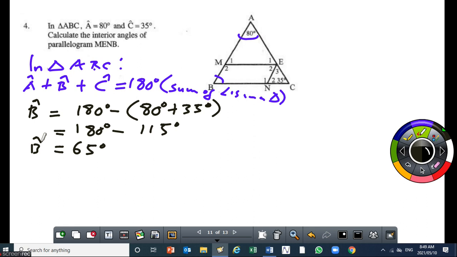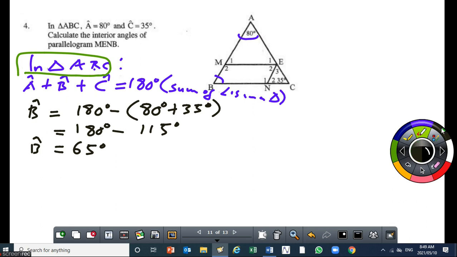Are you following there? Right? Now, just to emphasize this, it's very important for you to get used to writing this part, especially if you have got a triangle involved. Identify the triangle, name the triangle. Okay?